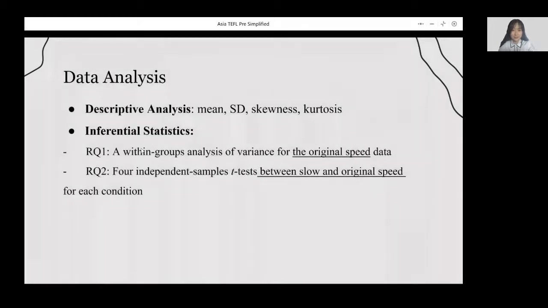For the data analysis part, students' answer sheets were manually scored. We use SPSS for both descriptive and inferential analysis. About inferential statistics, paired sample t-tests were conducted to probe the mean difference among four groups. Independent sample t-tests were conducted to examine whether different speech rates could influence test takers' listening performance.